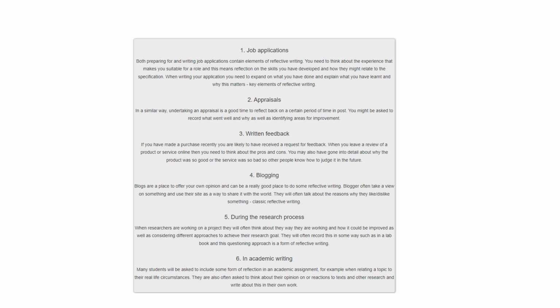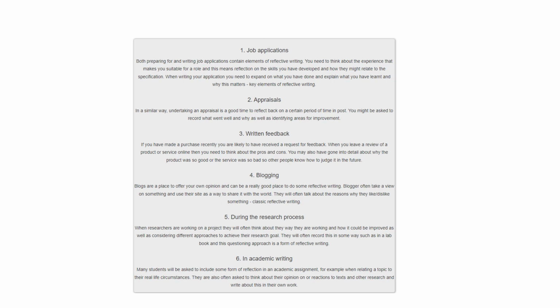Classic reflective writing. During the research process, when researchers are working on a project, they'll often think about the way they are working and how it could be improved, as well as considering different approaches to achieve their research goals. They will often record this in some way, such as in lab books, and this approach is a form of reflective writing.